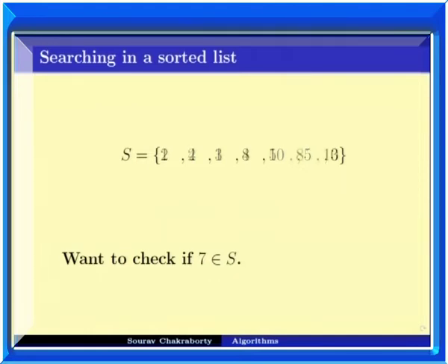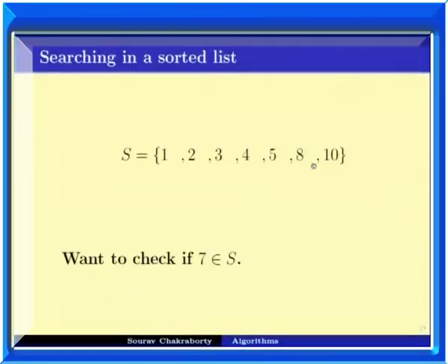But if the set is ordered, say in ascending order, in this case S is, so I have just arranged these numbers so that it is ordered now: 1, 2, 3, 4, 5, 8 and 10. The question remains the same. All that I have done now is add a new structure to this set, and the set has become sorted. And the question is, can we find 7 in this sorted list?